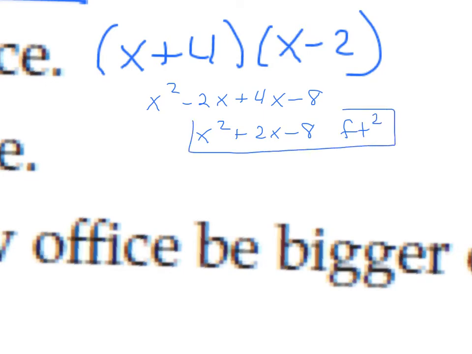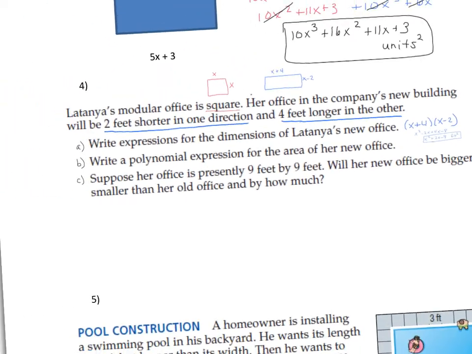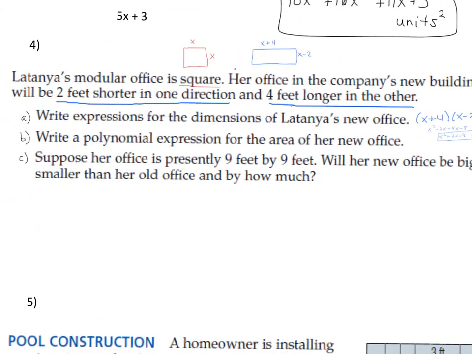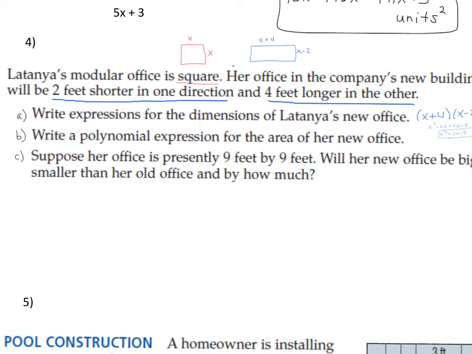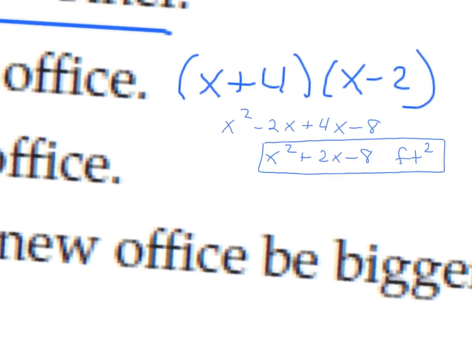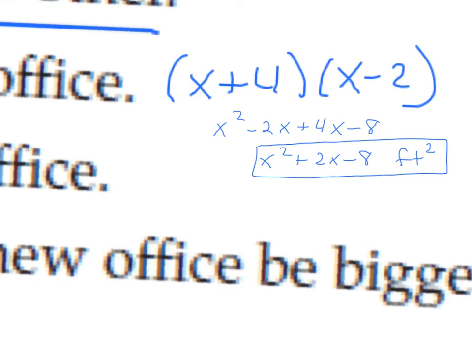So this would be how much area she would be gaining or losing, depending. All right, so now: write a polynomial expression for the area of her new office. Okay, so actually that's what this is. This right here would have been my answer to A, and this guy right here would be my answer to B. So we went ahead and simplified and already cleaned it up.